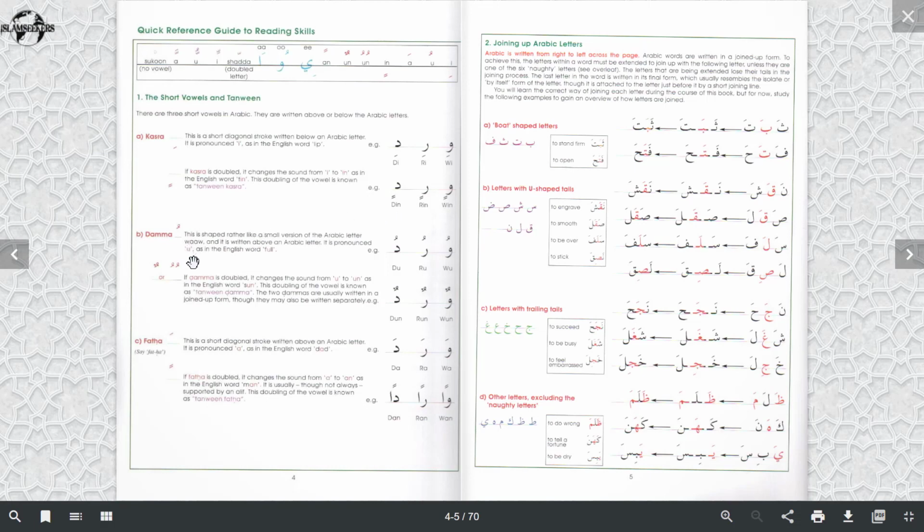B. Dhamma. This is shaped rather like a small version of the Arabic letter waw and is written above an Arabic letter. It is pronounced u, as in the English word full.